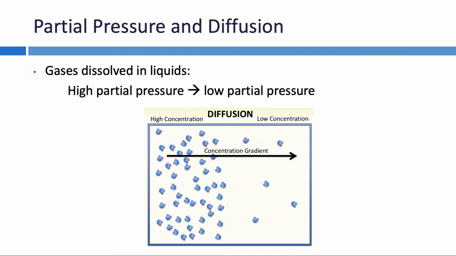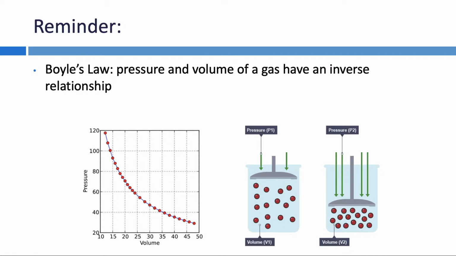Partial pressure works on the same kind of concentration gradient as diffusion. The gases are going to want to go from an area of high partial pressure to an area of low partial pressure. Again, we'll talk about that more later in the screencast. One last reminder is Boyle's law. Boyle's law states that pressure and volume of a gas have an inverse relationship.